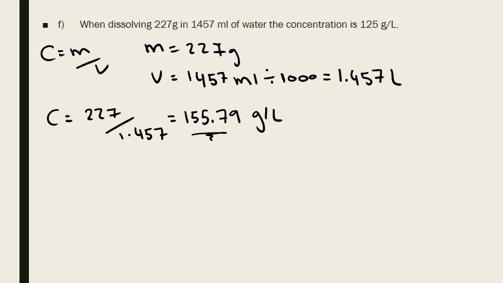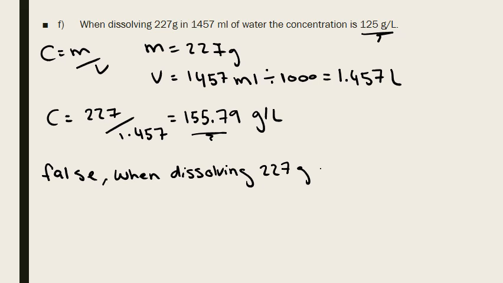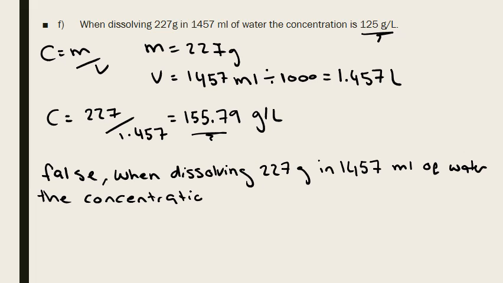Here we calculated that concentration is 155.79. Here it says it's 125 gram per liter, so it's false. When dissolving 227 grams in 1,457 ml of water, the concentration is 155.79 gram per liter.